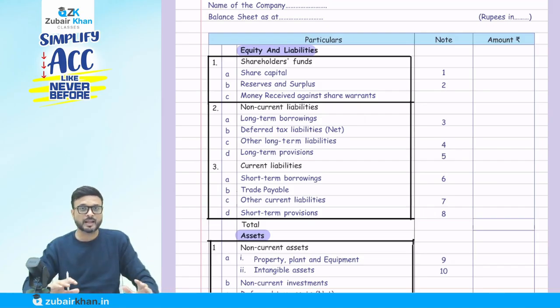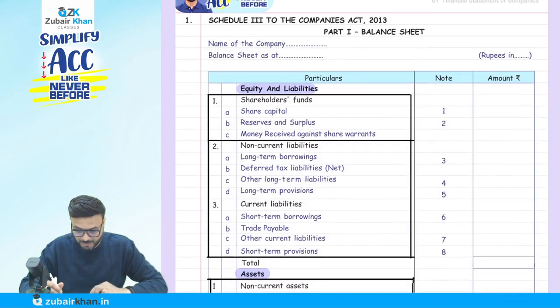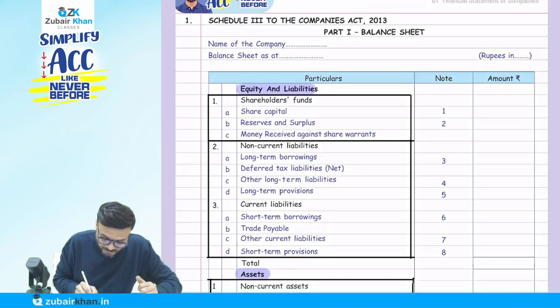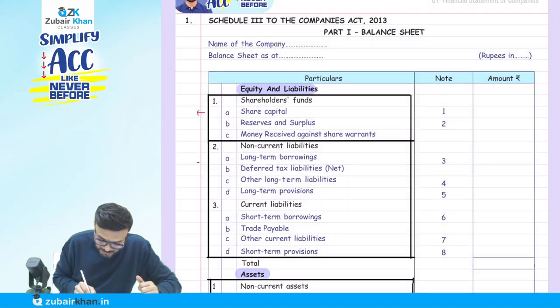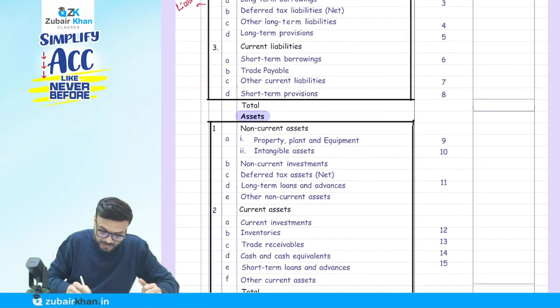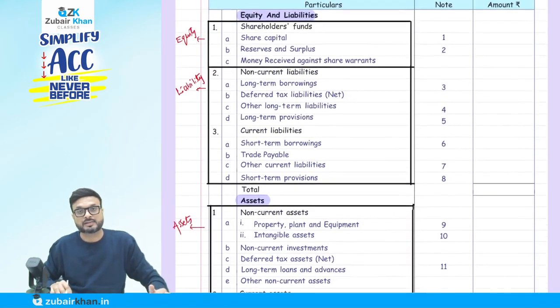Now, how we prepare the financial statement: the particulars, then the note and the amount. The first portion talks about the equity. The second portion talks about liability. And the third portion talks about assets here.